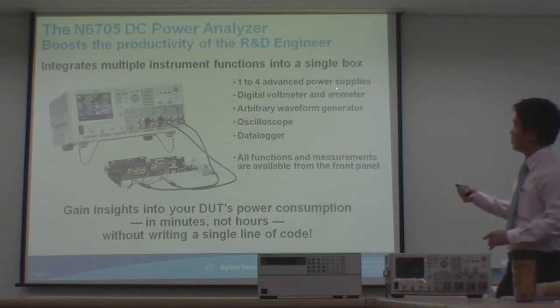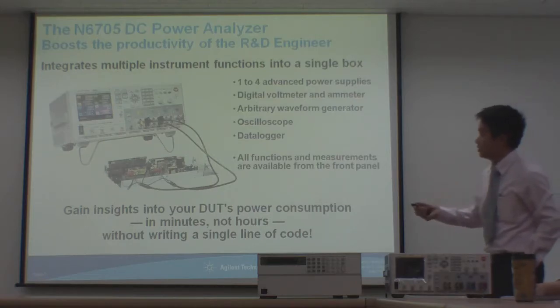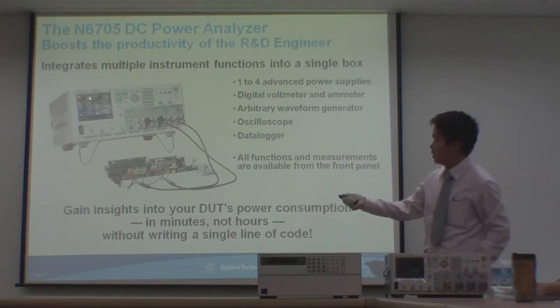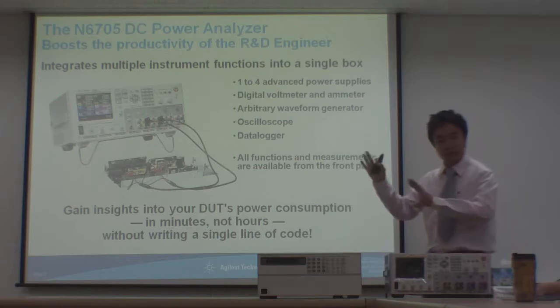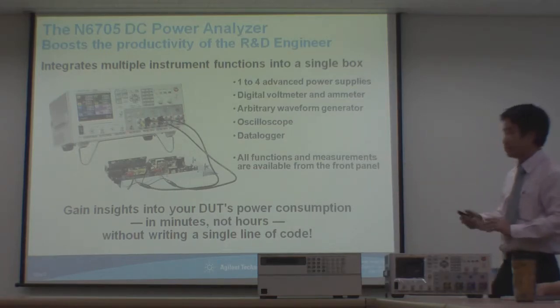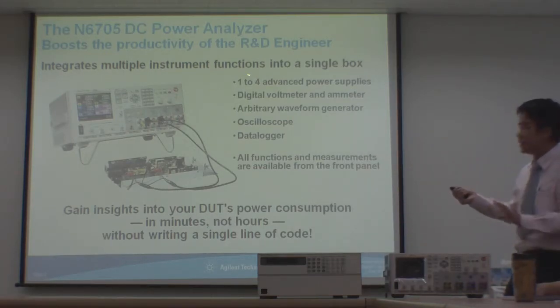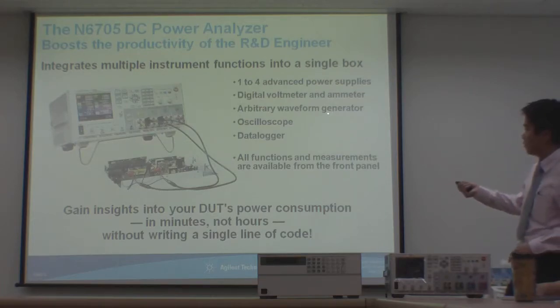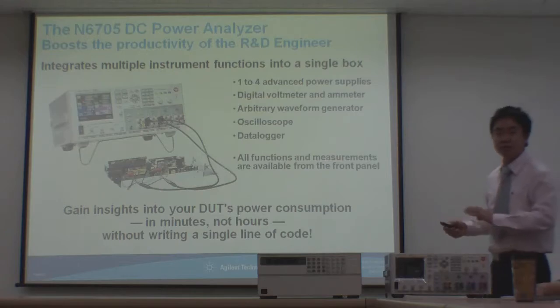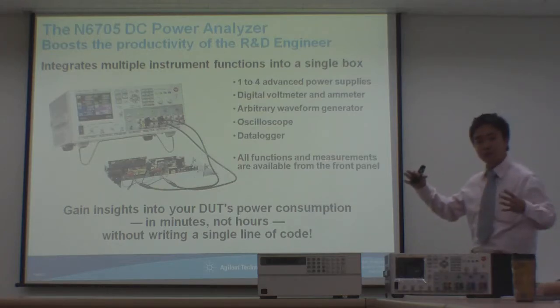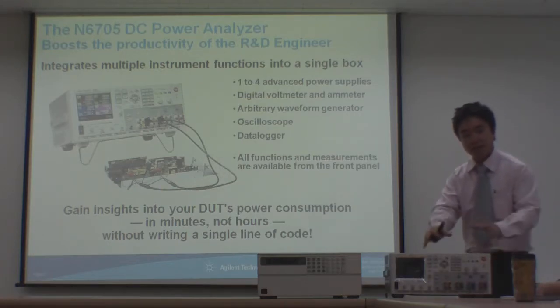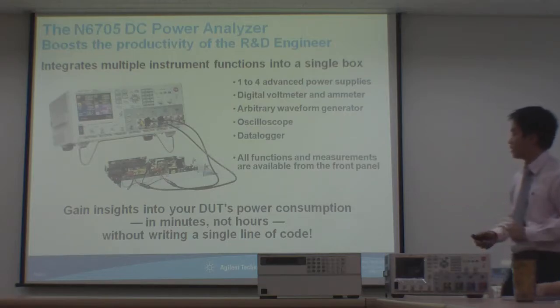In addition to being a power supply, it's also a digital voltmeter and ammeter. So these values that you see here, voltage, current, these are the readouts from the voltmeter and ammeter. In addition to the metering capability, you have an arbitrary waveform generator, oscilloscope, and data logger. So it's about 4 or 5 different features packed into one box.